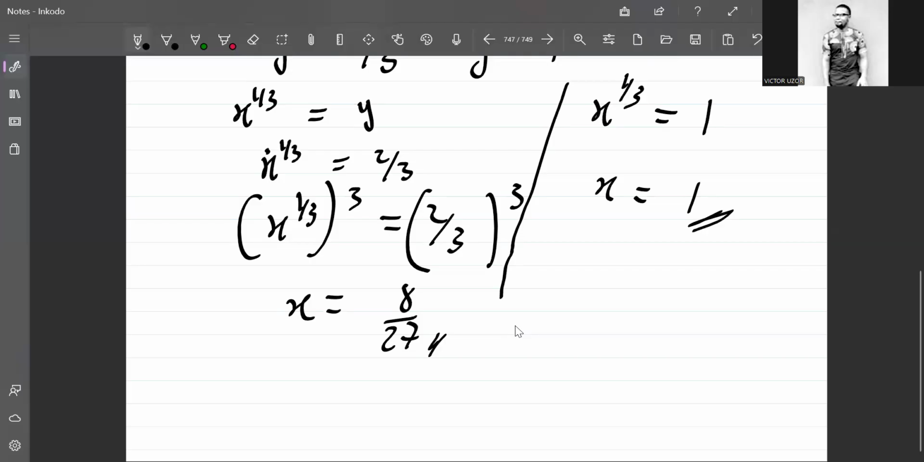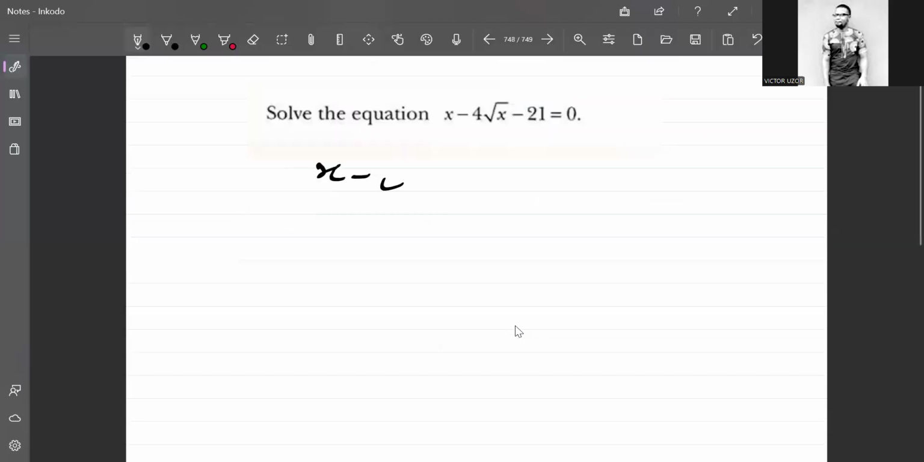So this particular one, how do we solve this one? This one looks really complex when you have x minus 4 square root of x minus 21 equals 0. So how do you do it? Now I'm going to show you something in this case. Now look at this. The square root of x is the same thing as x raised to the power 1 over 2.